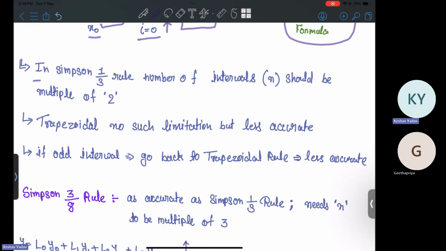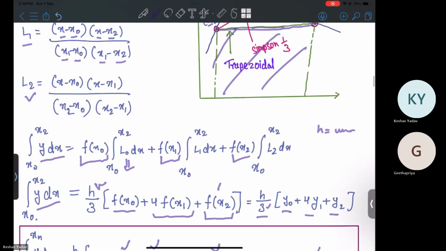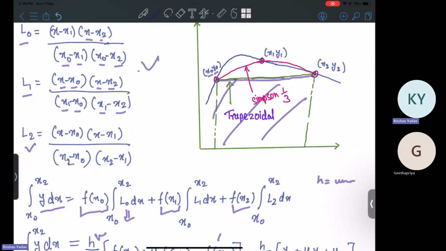Now if you see in Simpson 1/3 rule, the number of intervals should be a multiple of 2. How? If you see here, how many intervals do we have? These 2 points make one interval, and this is the second interval. So this requires 2 intervals for computing Simpson 1/3 rule locally.